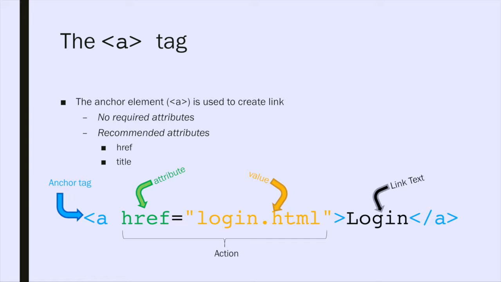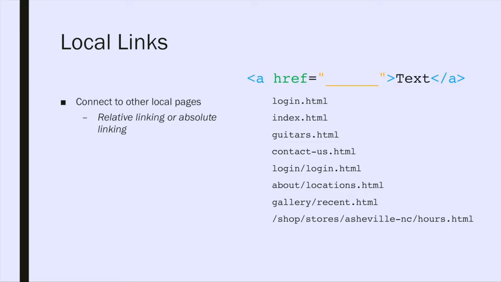This is the action. This is basically what's going to happen when the link is clicked on. There are a few other values that this could have, but for this we have an attribute of hyperlink reference and a value of login.html. So when someone clicks on the login text, it will take them to login.html because that is the action that is being taken.